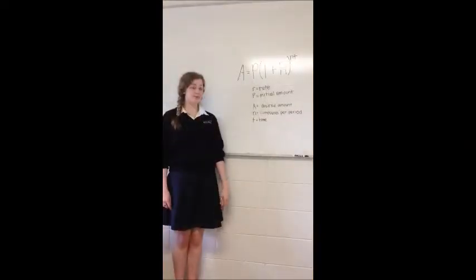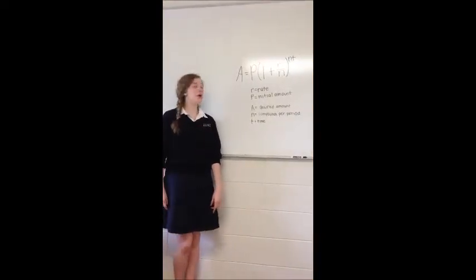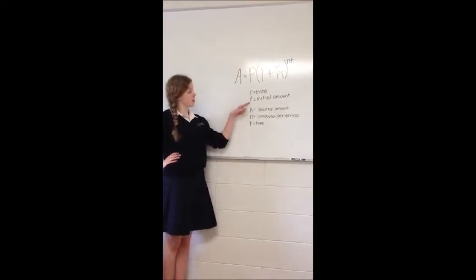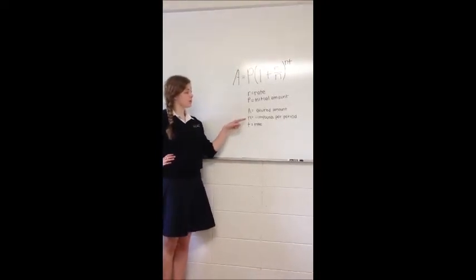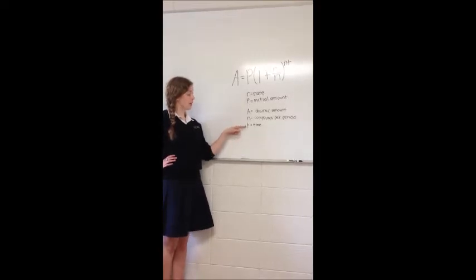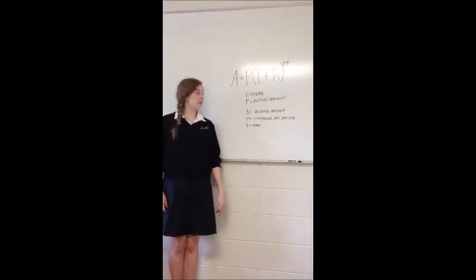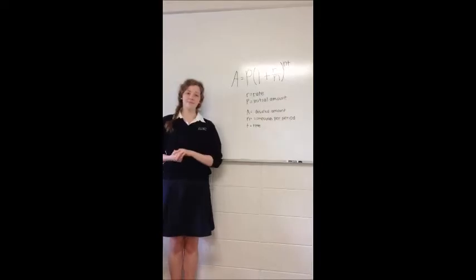This is an equation that will help you all. It's called the compound interest formula. You can solve for rate, initial amount, desired amount, compounds per year, or time. You'll all want to solve for time because it'll help you get to the desired amount.